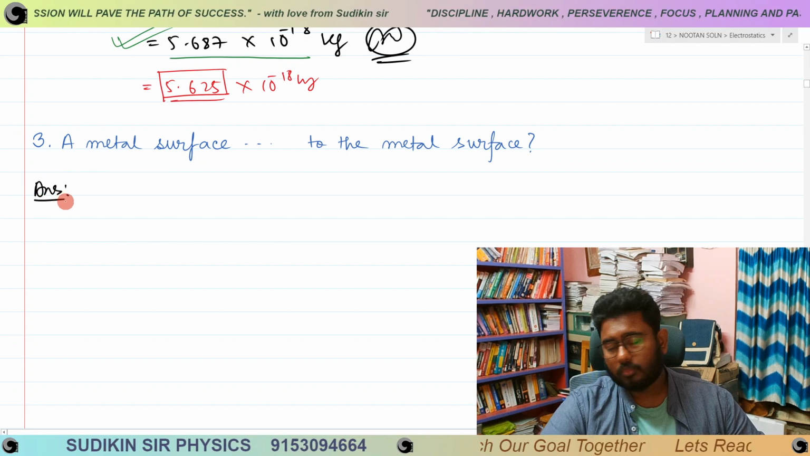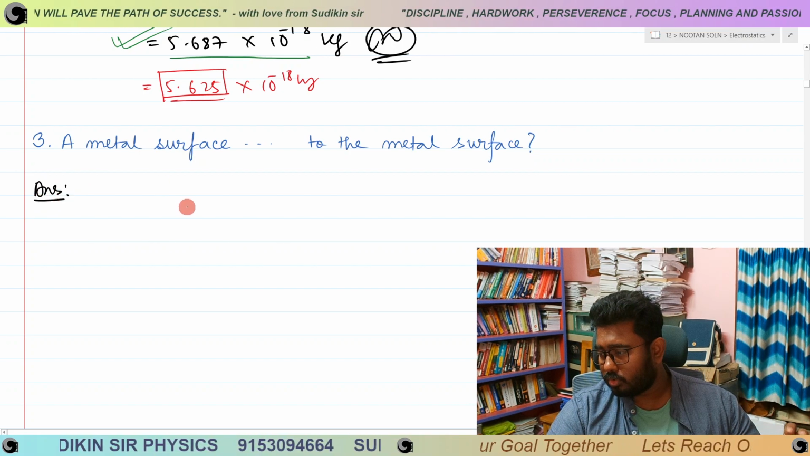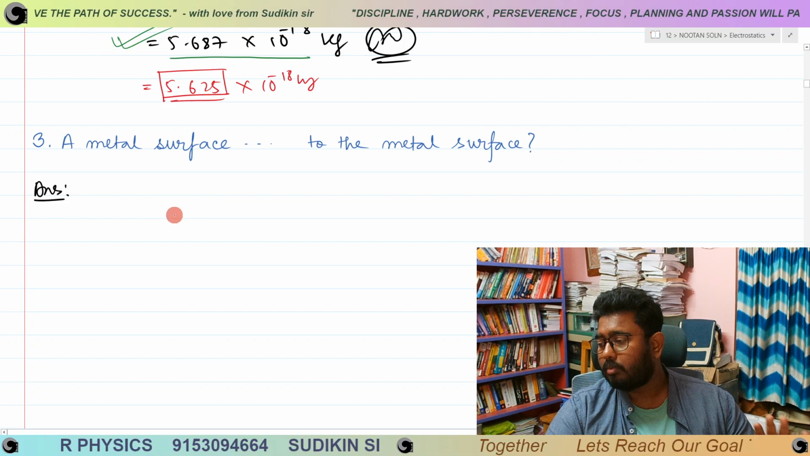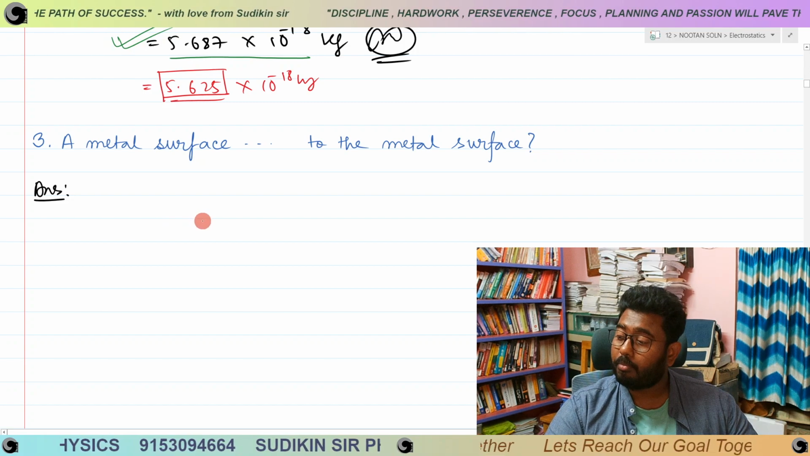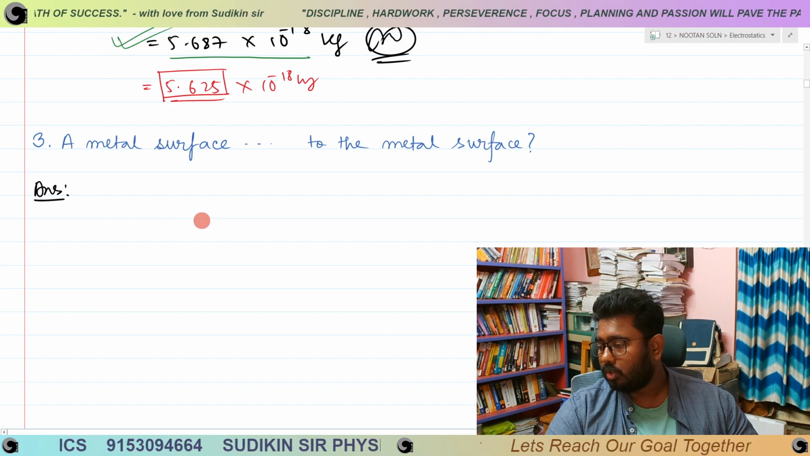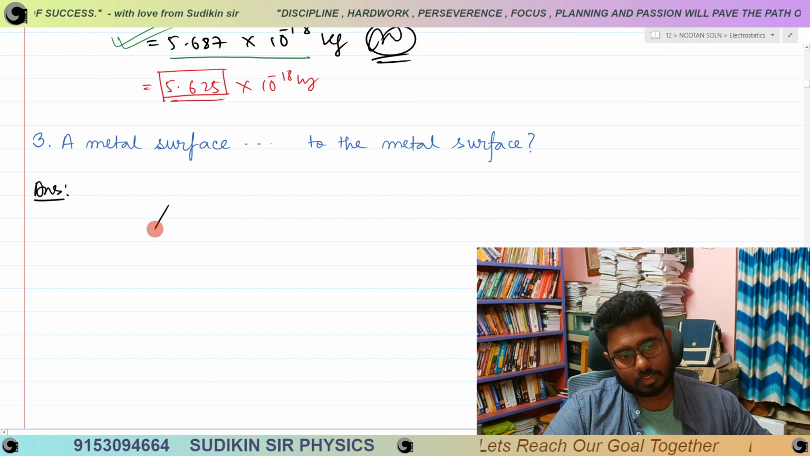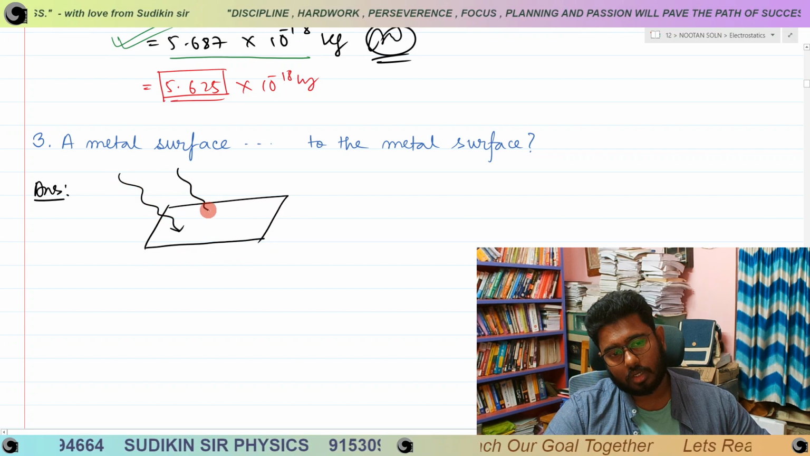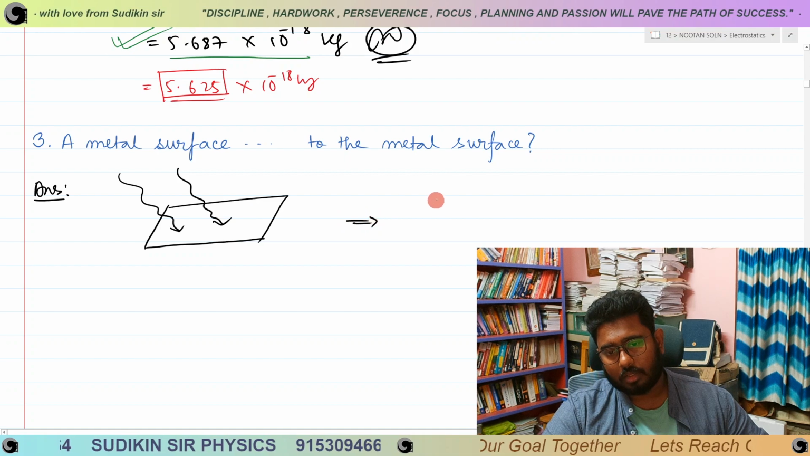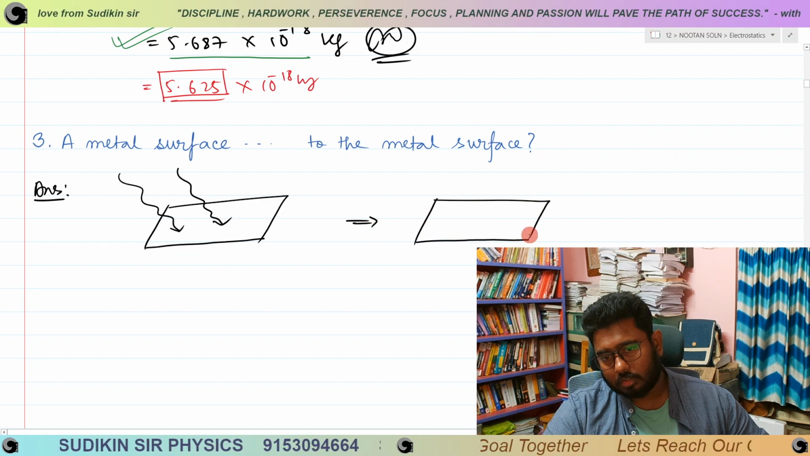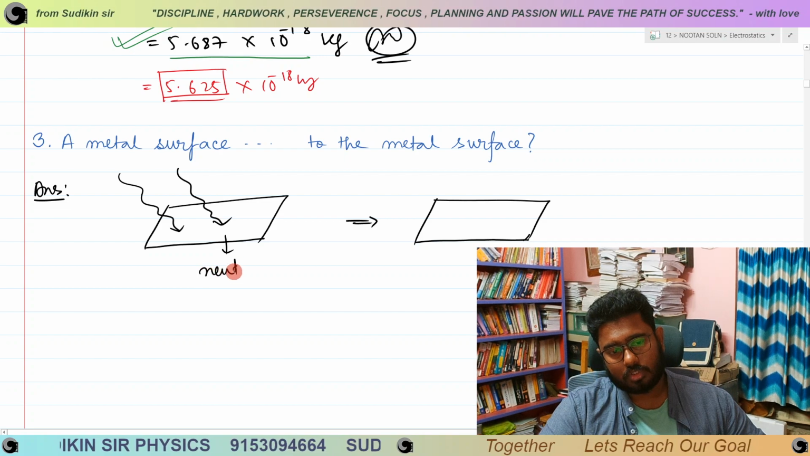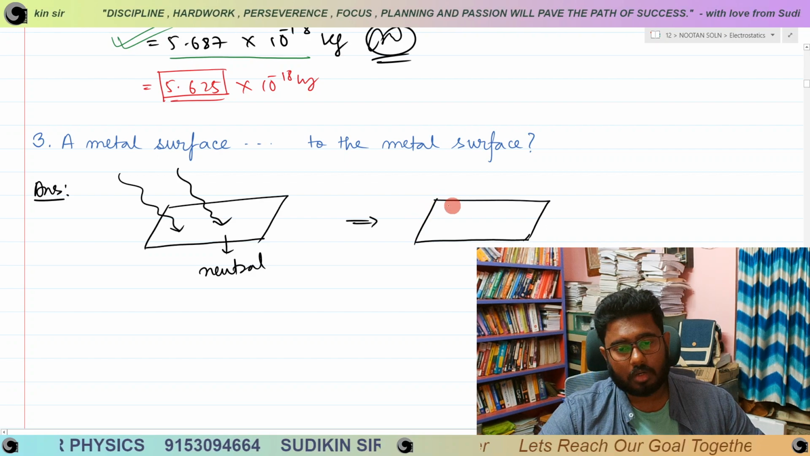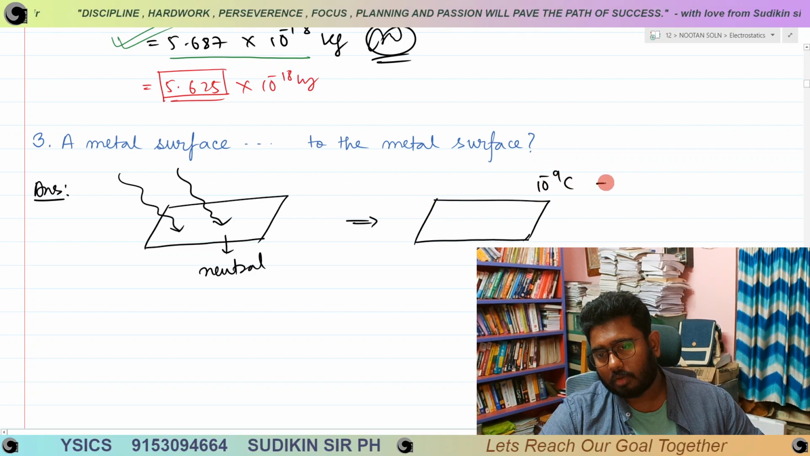Next numerical, they are saying a metal surface when exposed to ultraviolet radiations for a short interval of time was found to acquire 10 to the power minus 9 coulomb positive charge. What happened to the metal surface? Now they are saying this is the metal surface, and this metal surface is exposed to a radiation. After some time they found out that this metal surface, which was initially neutral, acquired a charge of 10 to the power minus 9 coulomb, and the acquired charge was positive.